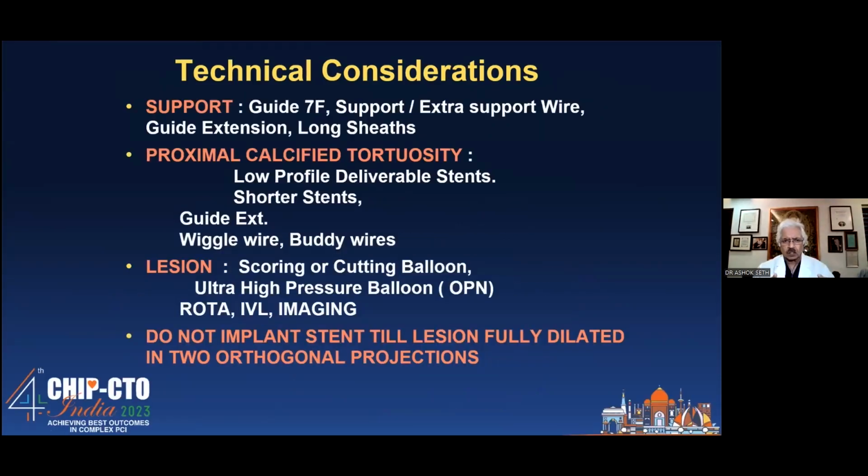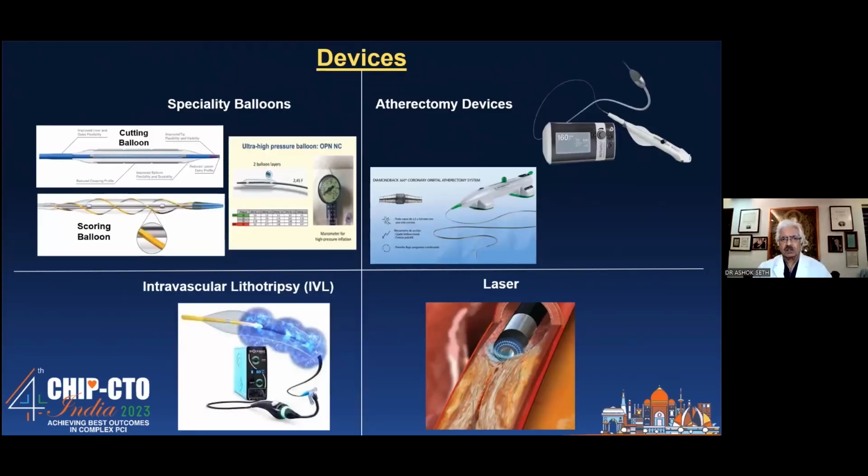I'm going to dwell on this very important fact of imaging, and your understanding of the devices. But the single most important message is: do not implant a stent till the lesion is fully dilated in 2 orthogonal projections. That would be a part of the algorithm of the devices which we have: specialty balloons, atherectomy devices, intravascular lithotripsy, and laser for calcified lesions.